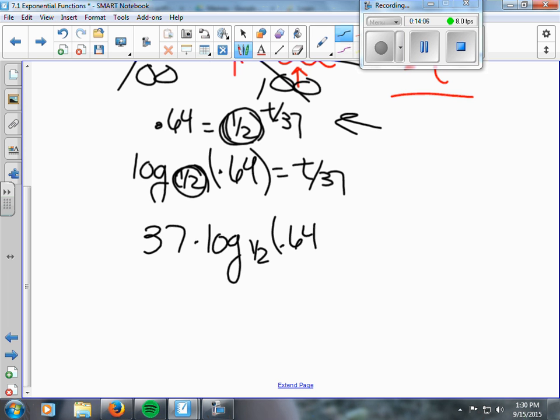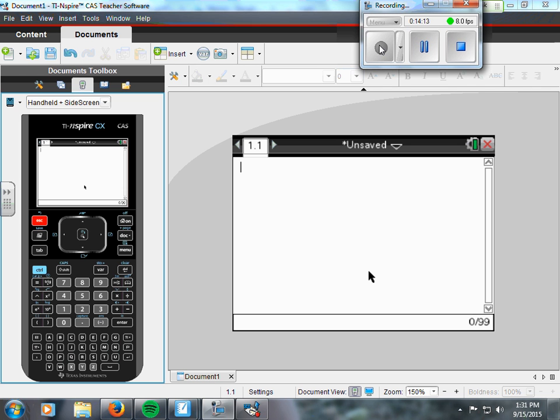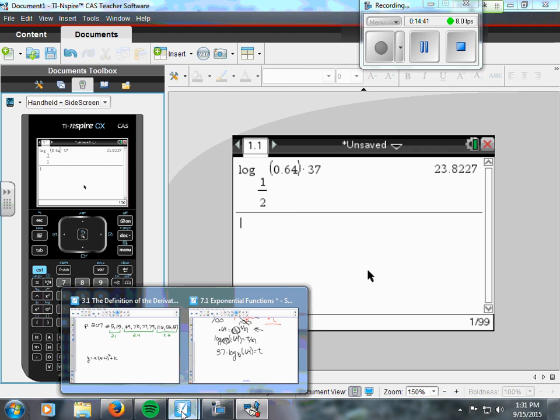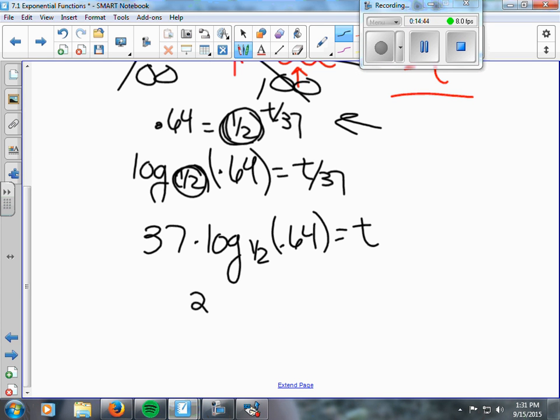Okay, and then you have to type that into your calculator. All right, so here's my calculator, and I am doing the log. So I hit Control, Log, and on the Inspire, you have a choice. You can put in base 1/2, and that's what I'm going to type in. And then I was doing the logarithm of 0.64, and then I had to multiply that by 37. And so my answer is 23.823. 23.823 years is the amount of time it takes.